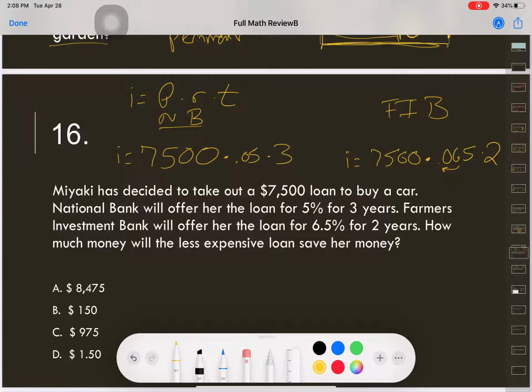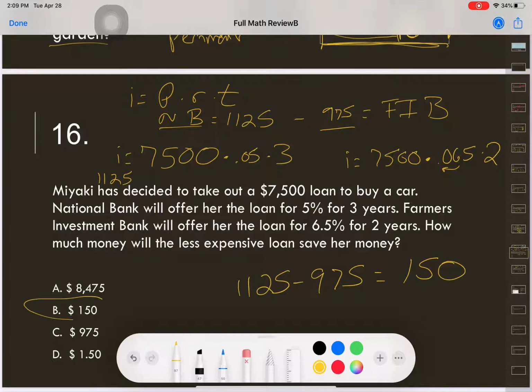So 7,500 times 0.05 times 3 is 1125. So 1125 is the National Bank one. FIB is going to be 7,500 times 0.065 times 2. And that's going to be 975. So the difference now is the 1125 minus the 975. So 1125 minus 975 gives you a difference of 150. And that's your answer. Let's go to green now.